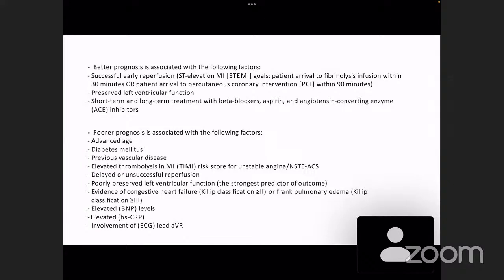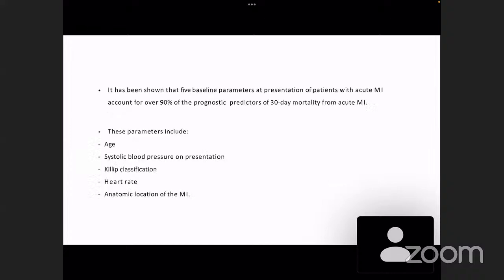Poorer prognosis is associated with the following factors: advanced age, diabetes, previous vascular disease, increased TIMI score for unstable angina and non-ST elevation acute coronary syndrome, delayed or unsuccessful reperfusion, poorly preserved left ventricular function, evidence of congestive heart failure or frank pulmonary edema, elevated BNP and CRP levels. Also, involvement of ECG lead aVR.